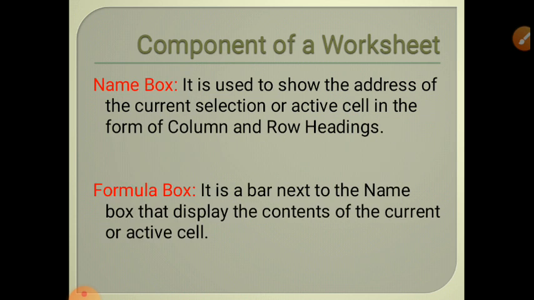Now, the name box is used to show the address of the current selection or active cell. The name box and formula bar are just above the worksheet area, above the column names. There is one bar and it has a name box, and the name box shows the name of that particular cell. Whichever cell we select, it shows its name. So it is used to show the address of the currently selected or active cell in the form of column and row highlighting.